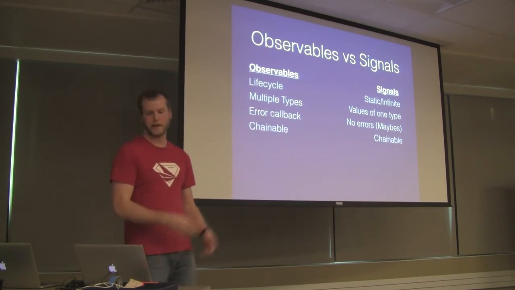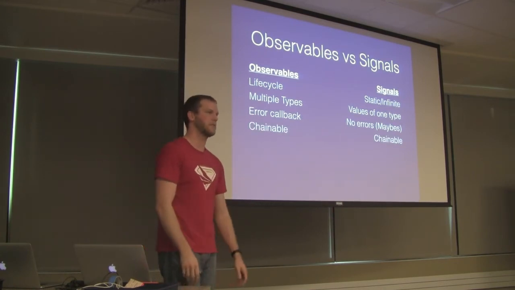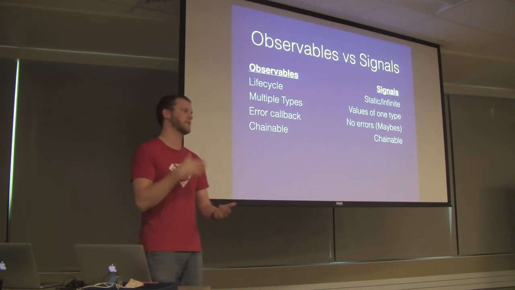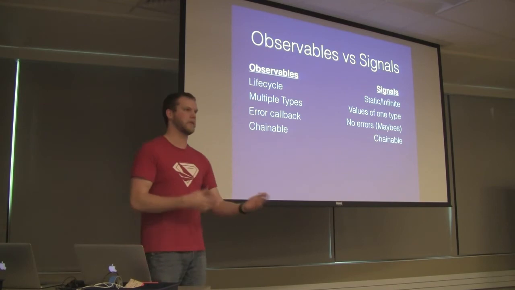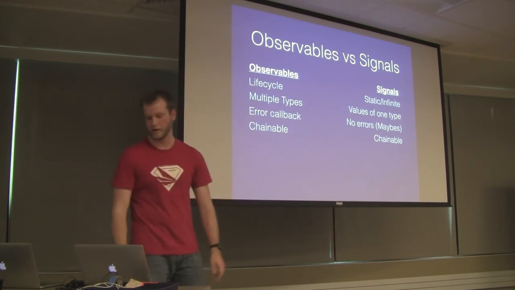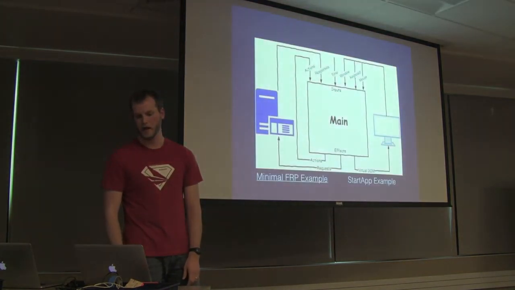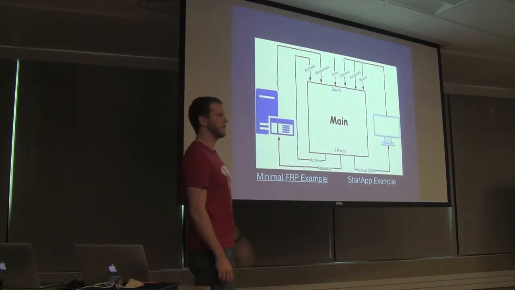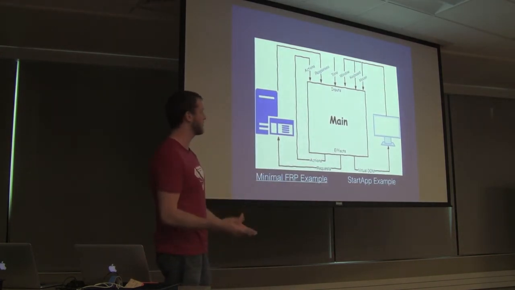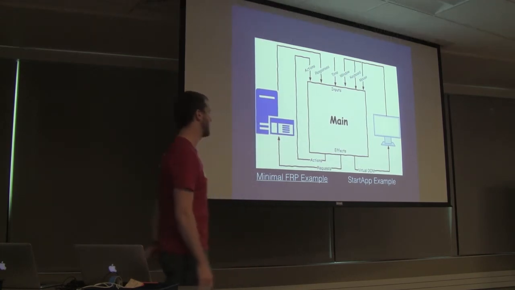And finally, something they actually have in common is that they're chainable. With observables, you can call map and scan and reduce, and with signals you call map and fold and all the other operations there. So observables, again, those are the arrows coming out and going in. Sorry, yes, observables, but signals are the arrows in this diagram.